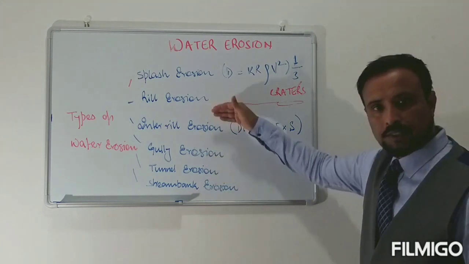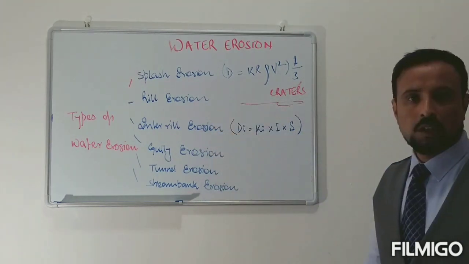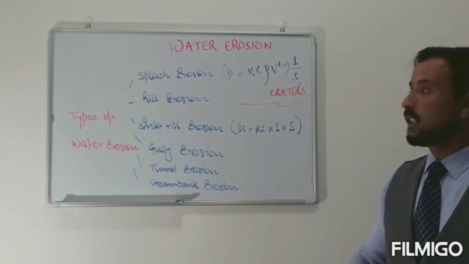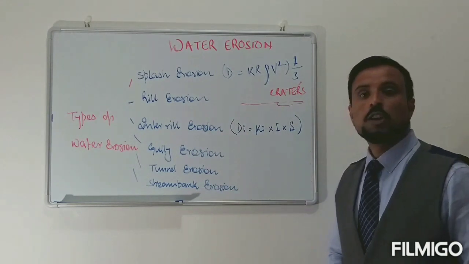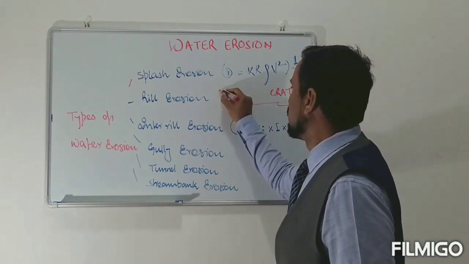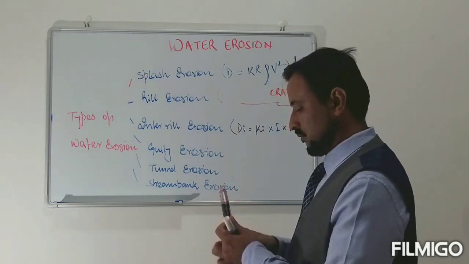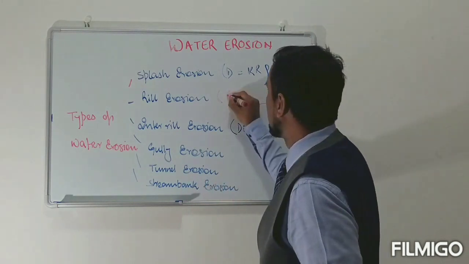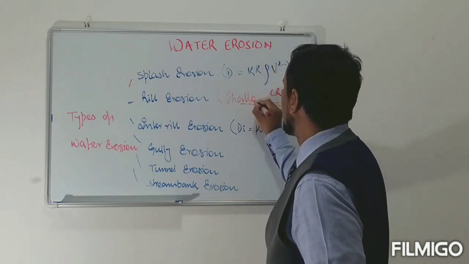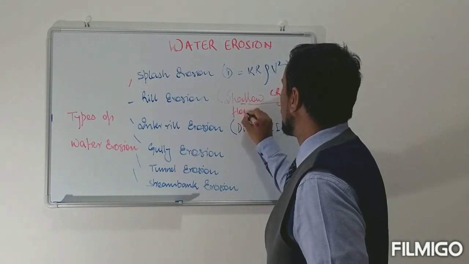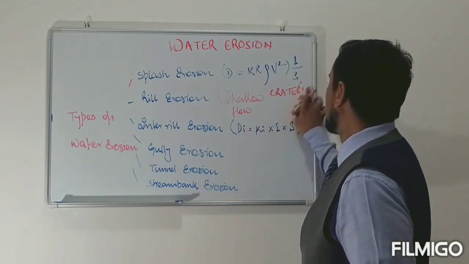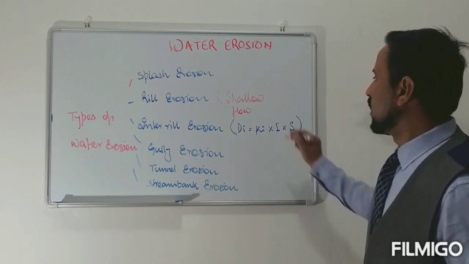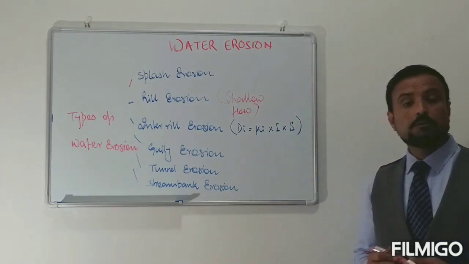Rill erosion and internal erosion are very near to each other, right? Rill erosion mostly happens due to shallow flow of water. Shallow flow of water. This kind of rill erosion happens, right? Shallow but faster.